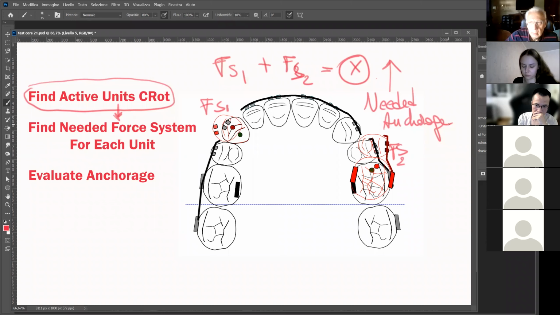And then you can tell me, well, from now what do we do? We have to see whether we have enough available anchorage or not. The available anchorage should be more than the needed anchorage. Now, the available anchorage cannot be measured so well as the needed anchorage, so we can estimate this, but we will discuss that, okay? So the next step is to evaluate anchorage. We will do this later for this case.